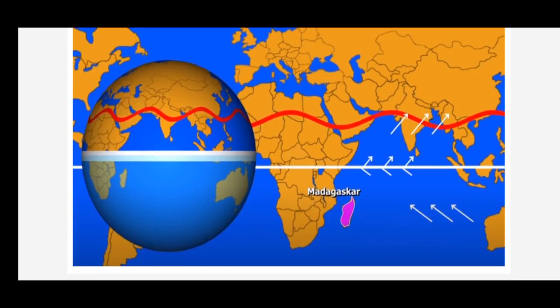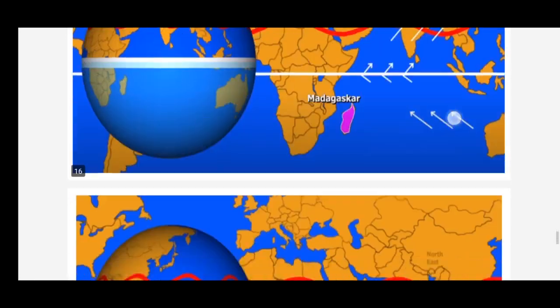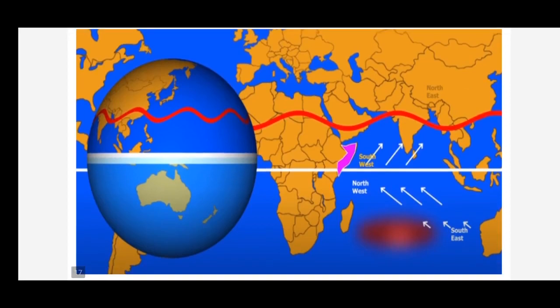So these winds blow from the southeast to the northwest in the southern hemisphere, and due to the topography of Somalia, which you can see in this pink color, here Somalia in Africa, they deflect and blow from southwest to northeast in the northern hemisphere. Okay.